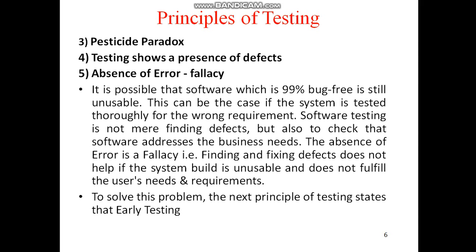Then the absence-of-errors fallacy. We may say that there is no error, that it is bug free, say 99% bug free, but still such software may be unusable, because the bugs we have tested might not be as per the specifications. For a particular specification we have to check the bugs, and if there is a bug and we recover from it, then only can we say that the feature is perfect.